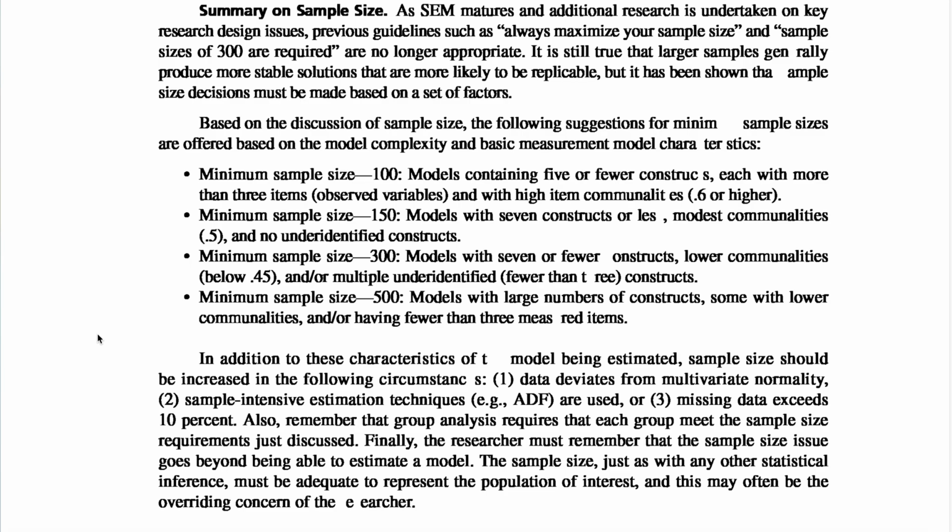Minimum sample size 300: models with seven or fewer constructs, lower communalities below 0.45, and multiple under-identified constructs. Minimum sample size 500: models with a larger number of constructs, some with lower communalities, and having fewer than three items per construct.